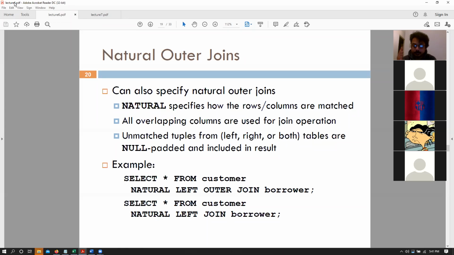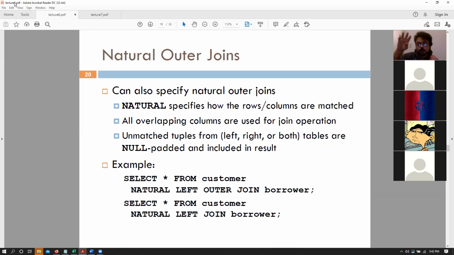On the other hand, the natural keyword is more similar to the using or on keyword, where we are actually specifying the condition. So when we say a natural join, we are saying that the attribute names should be the same, right? And those attribute names would be used to join the tables. So natural, using, and on are sort of orthogonal to what you have as full, left, right, and inner join.